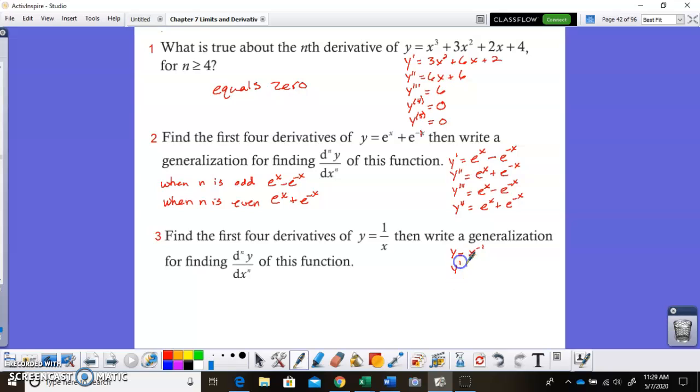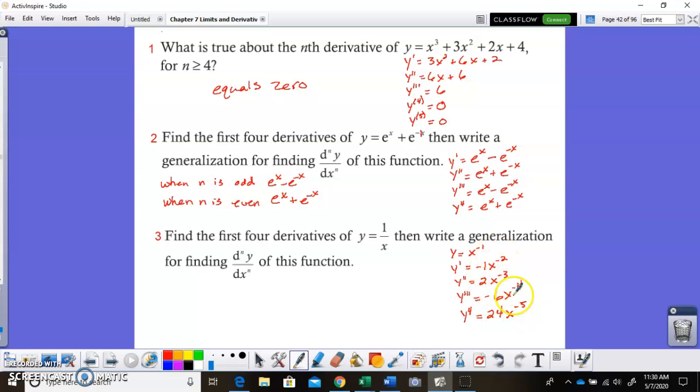So the first derivative is equal to -1x to the -2. The second derivative is equal to +2x to the -3. The third derivative is equal to -6x to the -4. And the fourth derivative is equal to +24x to the -5. Huh, interesting.